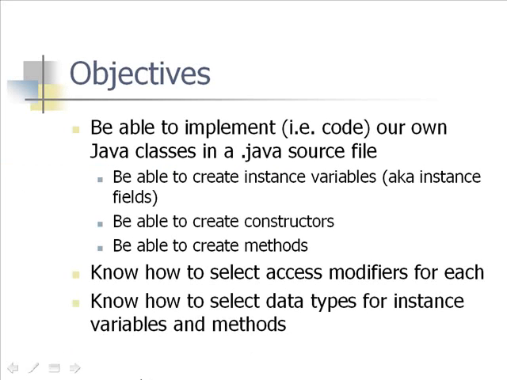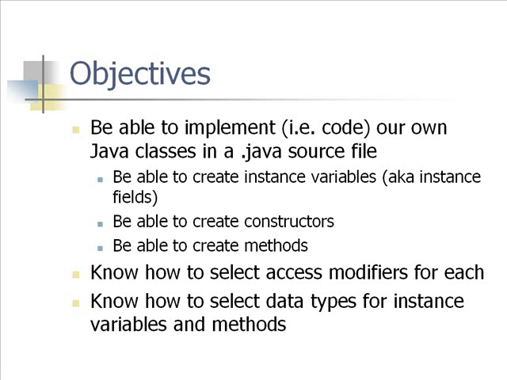What are our objectives? We want to be able to implement, whenever we see the word implement, that means write code, for our own Java classes. This is going to go into a .java source file. In this source file, we're going to have to be able to create instance variables, also known as instance fields. We're going to have to be able to create constructors used to create our objects, and also to create methods. Methods are how we're going to communicate with our objects.